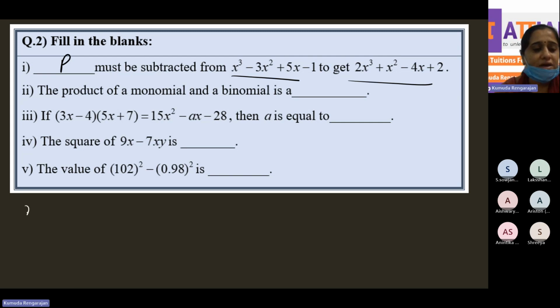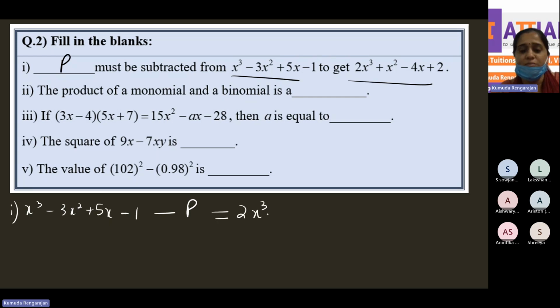So you should write x cubed minus 3x squared plus 5x minus 1 first. Then what should be subtracted? P should be subtracted from this one. So whatever comes after "from" you should write first, and subtract it. So minus P to get 2x cubed plus x squared minus 4x plus 2.